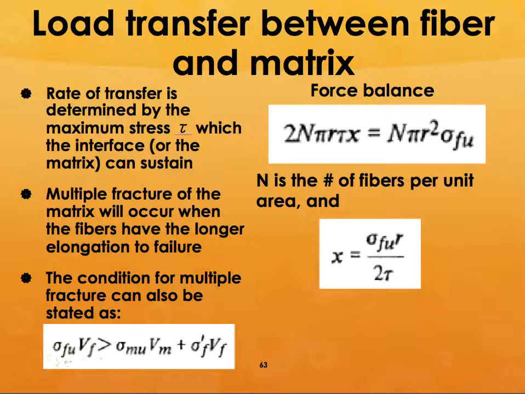So if that is the case, you also have to consider what is called the load transfer between the matrix and the fibers, or between the fiber and the matrix. If the fiber is already failing, it is going to transfer the remaining load onto the matrix. This is going to be determined by the maximum stress tau which the interface or the matrix can sustain.